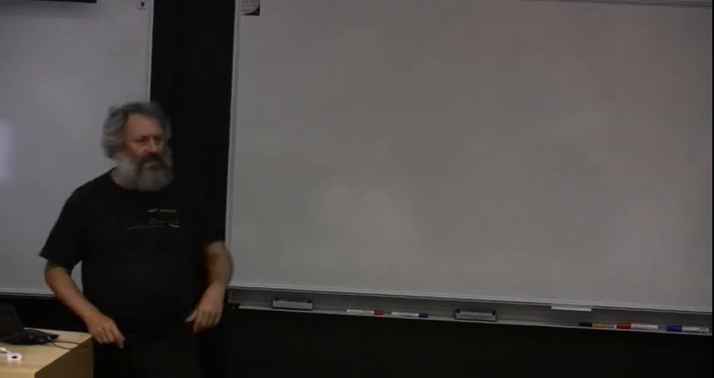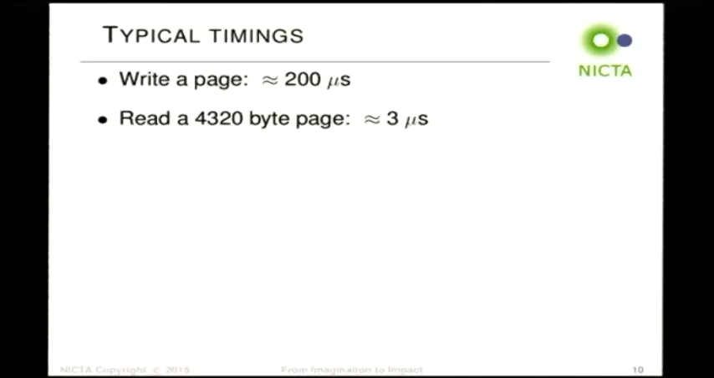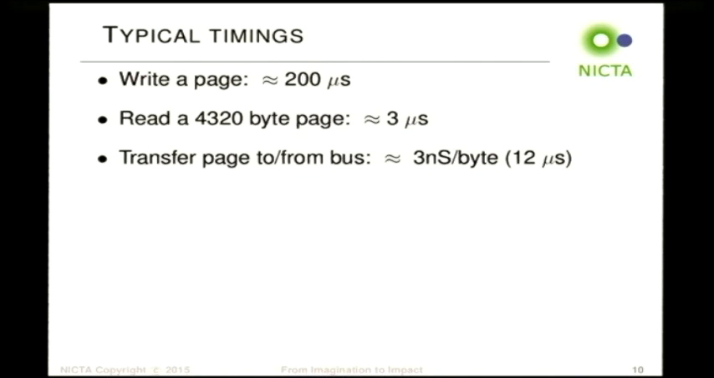Typical timings, and this is the timings for that Samsung flash chip I showed you just now, to write a page, that's take an erase page and write to it, is 200 microseconds. Typical. To read a page is about 3 microseconds. To transfer it to or from the SD card bus is about 3 nanoseconds per byte. So that's another 12 microseconds on top of the read time. And to erase a block is 3.5 milliseconds. So you really want to do that in the background. You don't want to do it while you're doing all this stuff.